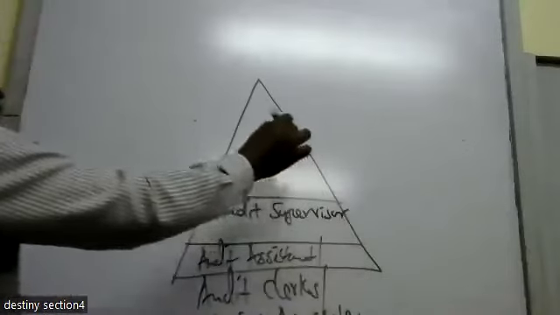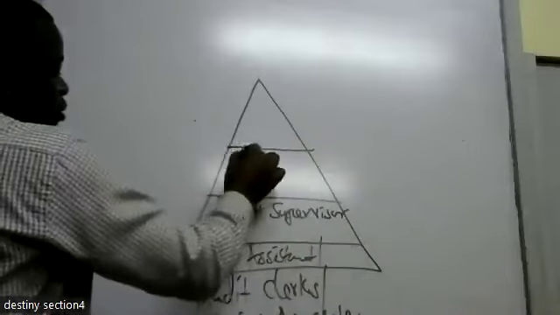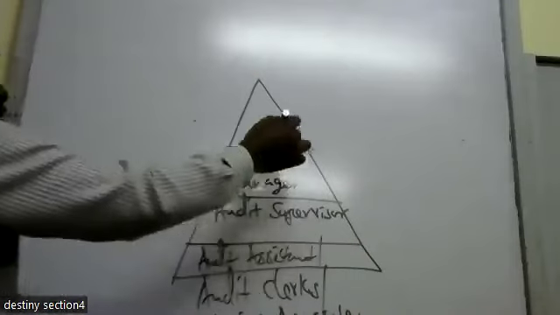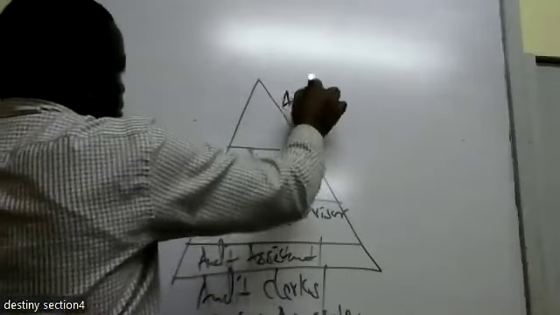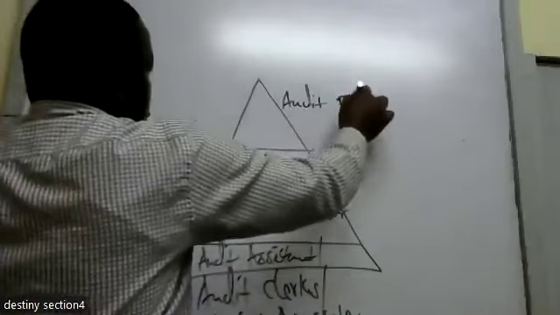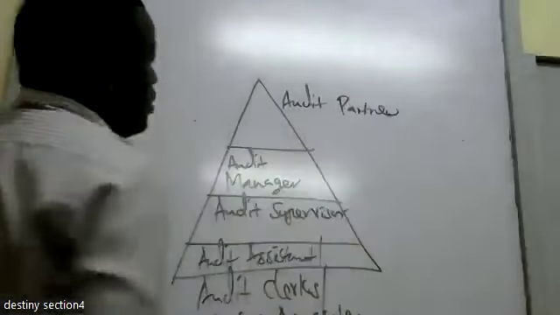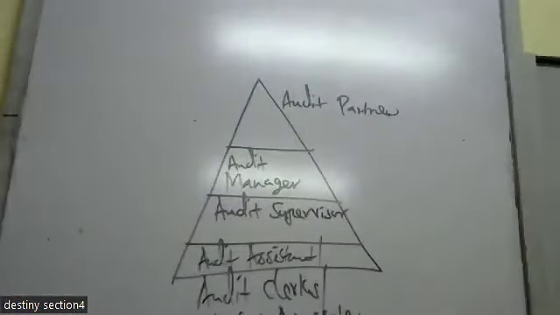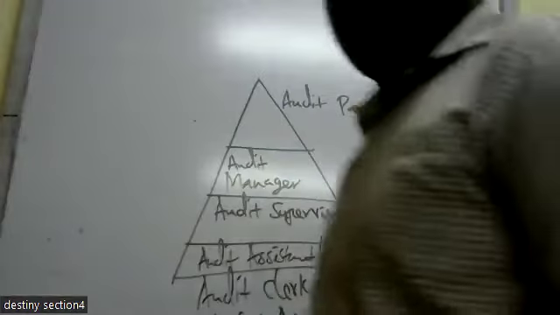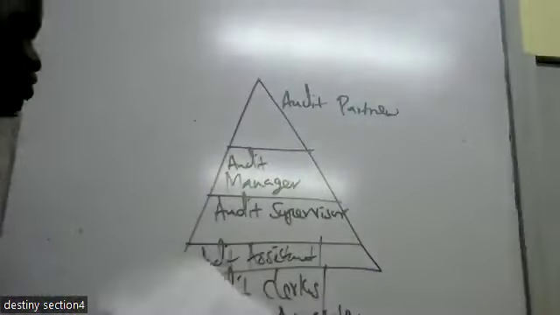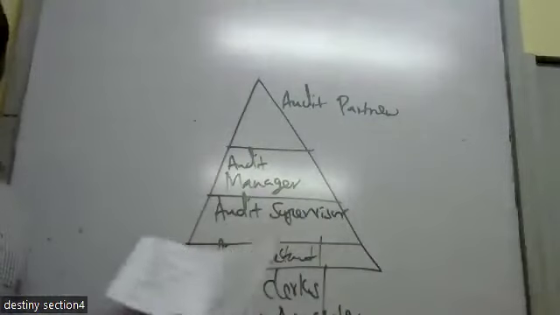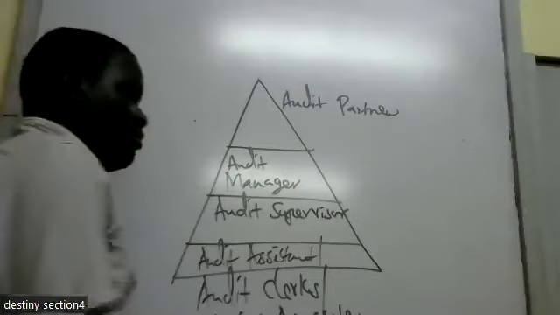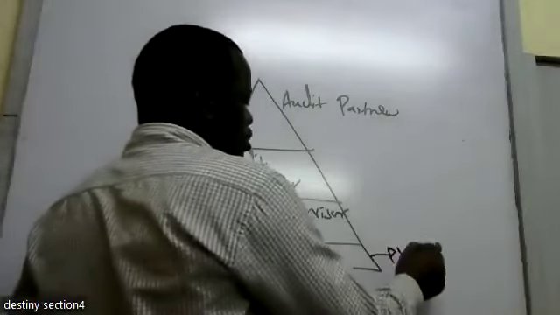Then maybe here you get what we call the audit manager, and at the very top you get audit partners. If it's a limited liability partnership, there will be the directors of the firm. That's a simple structure, but it varies from one firm to the other. The reason for this structure is that it tells you the level of responsibilities of these people. The audit assistants do a lot of vouching procedures.